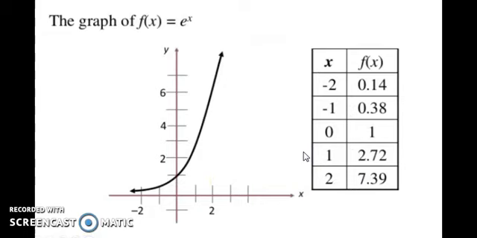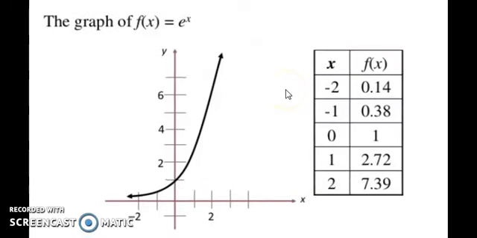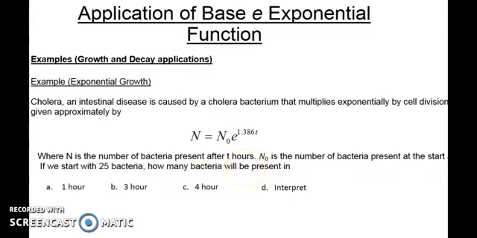Here is the graph of an exponential function with base E. You will insert the value of E as 2.718. Insert the input and your function will give some output. Plot the points and join the dots. You'll be getting the graph of an exponential function with base E. Here is the application of base E exponential function.